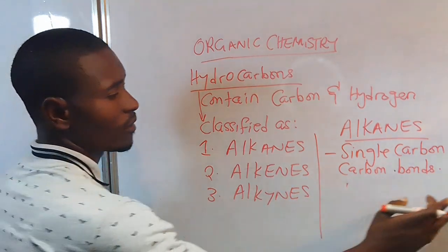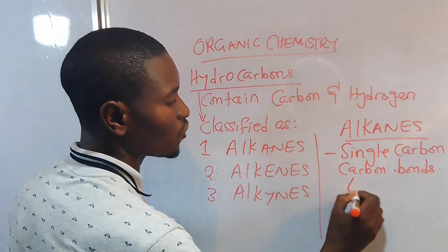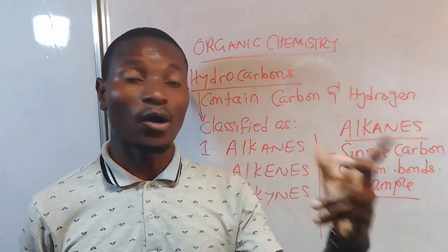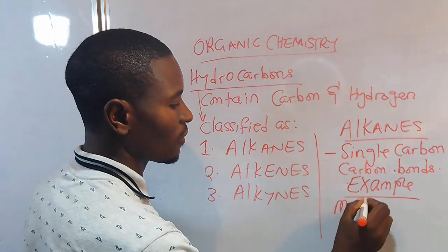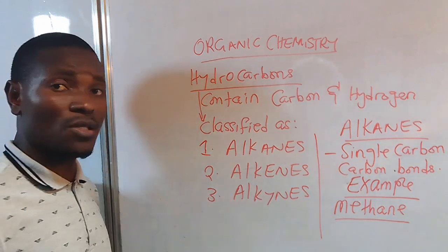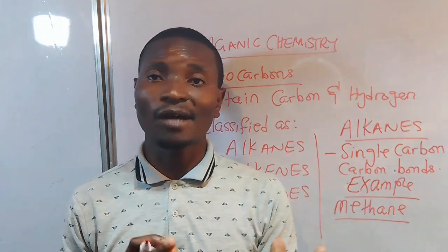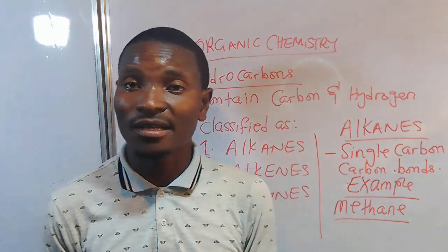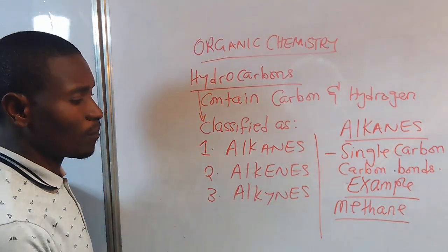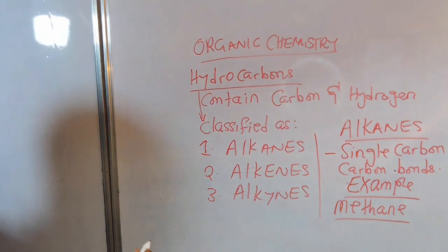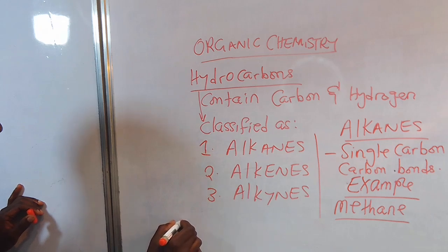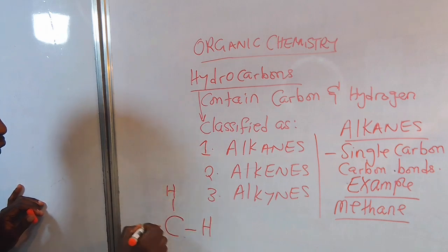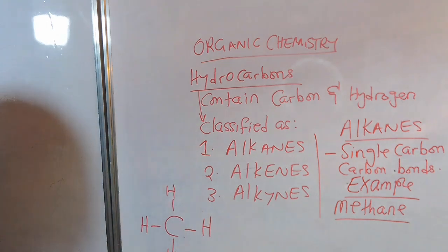From there, one of the easiest examples I'm giving you is methane. So we have methane. Don't worry about where the name has come from. I'll share with you as we move along how you can get all these names, like the one I've mentioned. When you look at methane, it is just a compound that has one carbon surrounded by 4 hydrogen atoms.